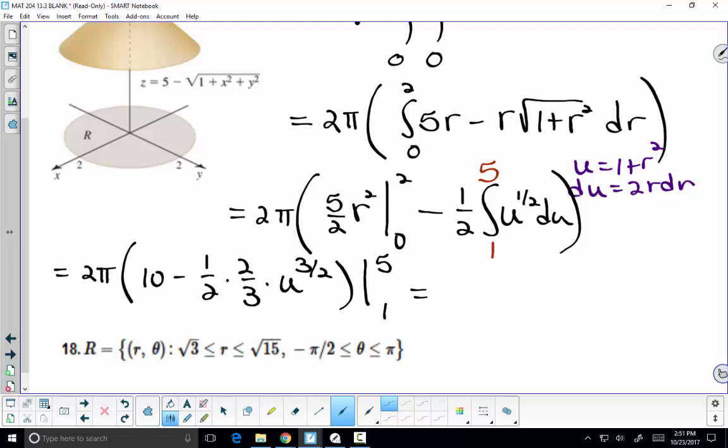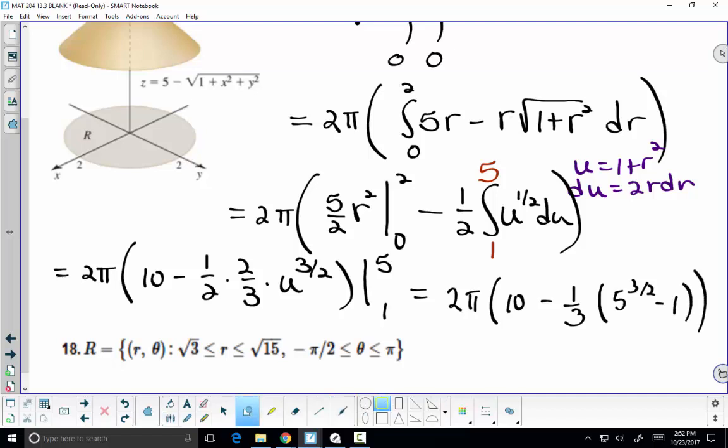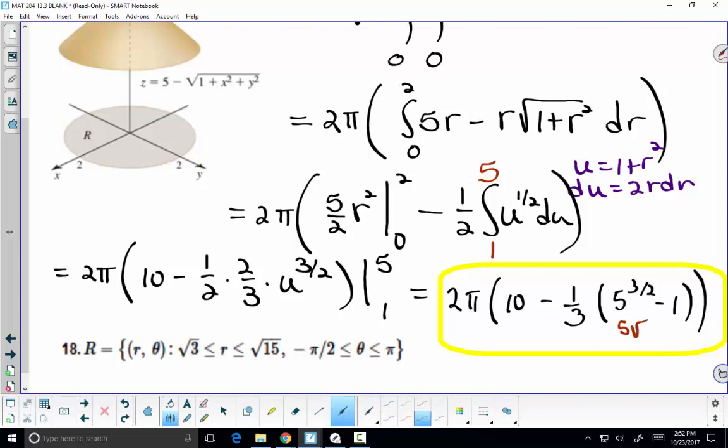So we're going to end up with 2 pi times 10 minus 1 third multiplied by 5 to the 3 halves minus 1. That doesn't simplify very easily, so leave it like that. Now some books will love to write this as 5 root 5. Yeah, actually, my math lab is like that. Yes, 5 root 5 is, some books don't, some books do. 5 to the 3 halves, square root of 5 cubed is root 5 root 5 root 5, which is 5 root 5.